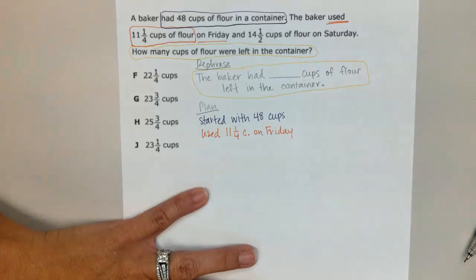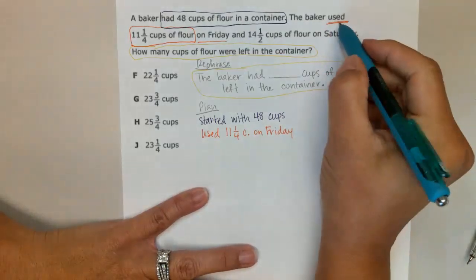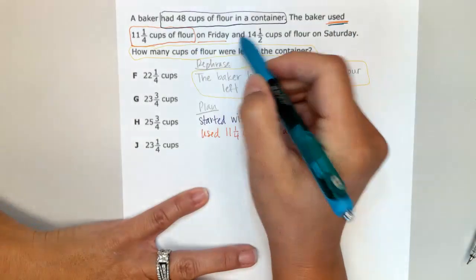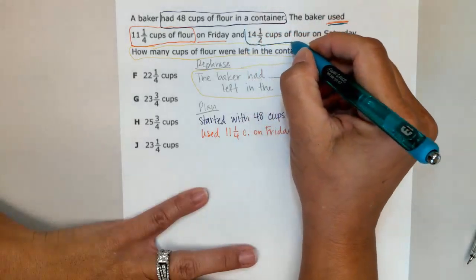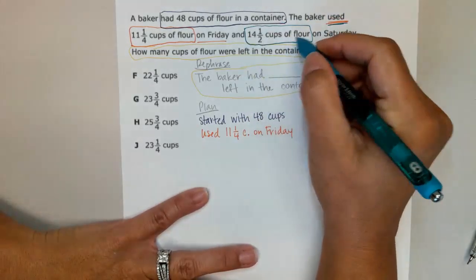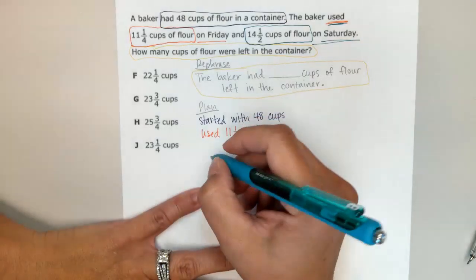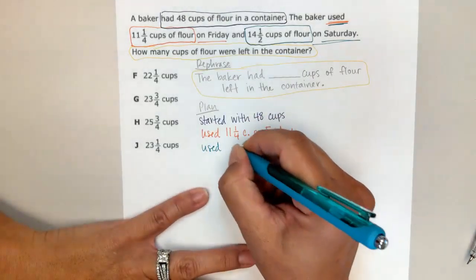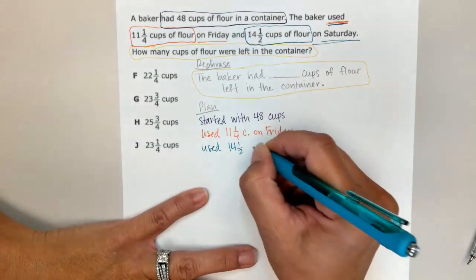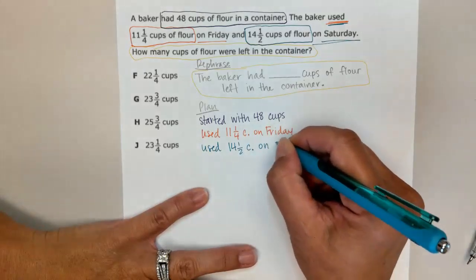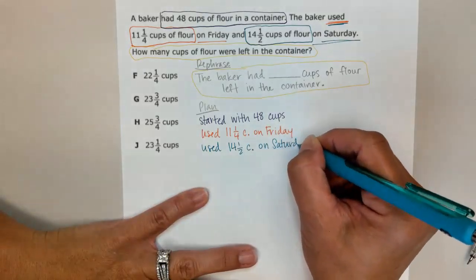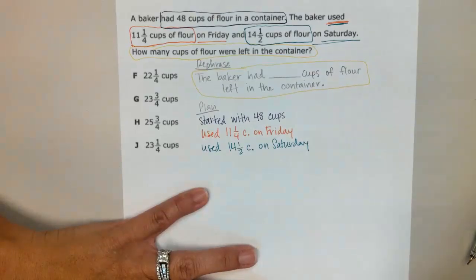All right. So we're going to go back to this use because it's still part of this sentence. So he used 14 1/2 cups of flour on Saturday. So used 14 1/2 cups on Saturday.